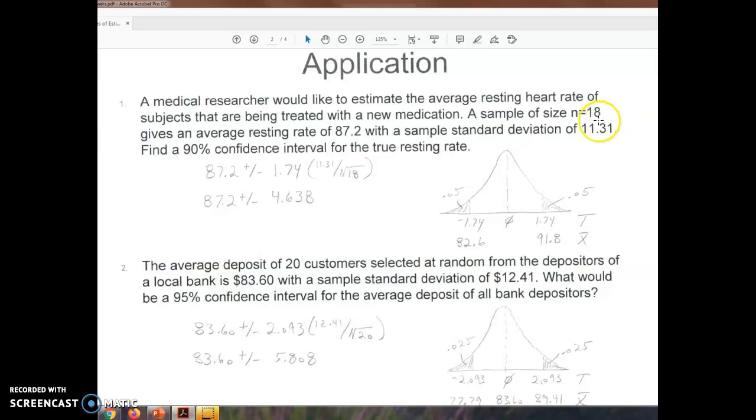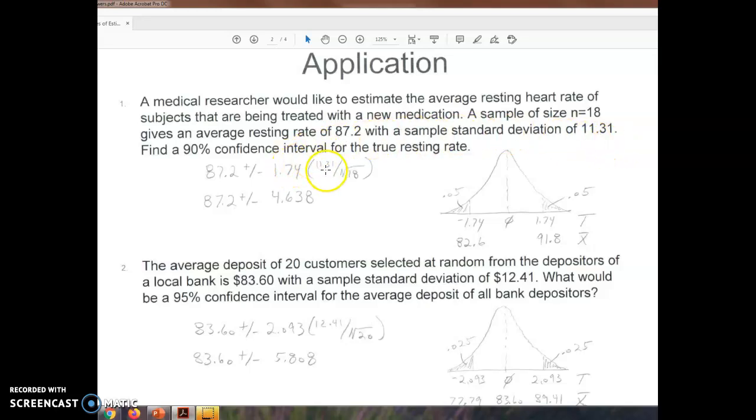How do we know to use the t-table? Because we have the sample standard deviation, not the population standard deviation. Therefore, we must use the t-table to account for that extra uncertainty using the sample standard deviation as a proxy for the population standard deviation.